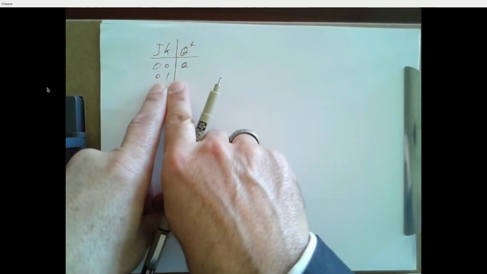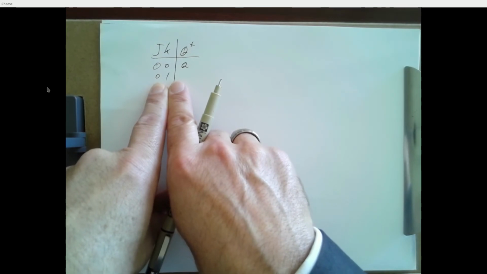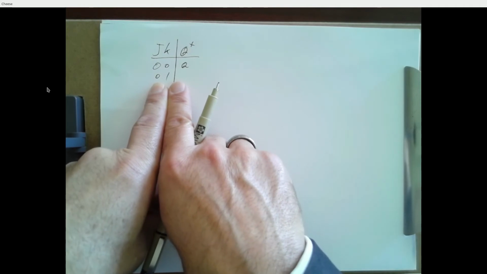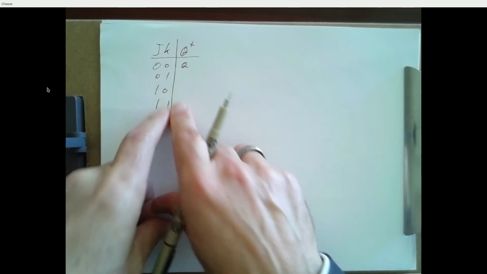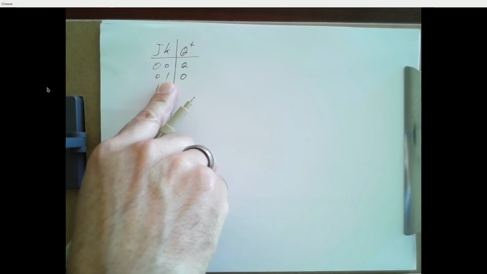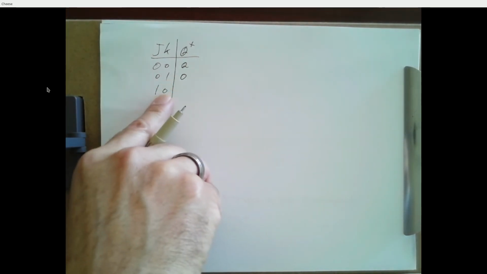Okay, what if K is 1 and J is 0? You've got at least a 50% chance of guessing right. 0. 0, excellent. Okay, this is the reset state. Now you got a better than 50% chance on the next one. What if J is 1 and K is 0? There you go. That's a 1.